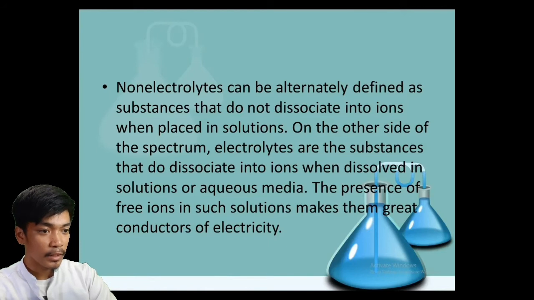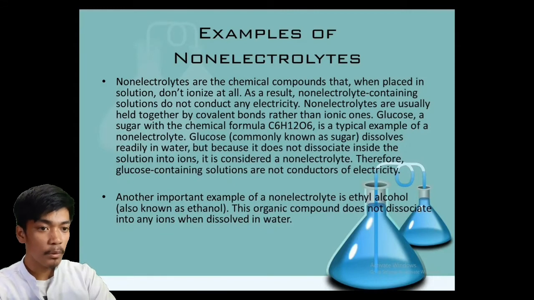Non-electrolytes can be alternately defined as substances that do not dissociate into ions when placed in solutions. On the other side of the spectrum, electrolytes are the substances that do dissociate into ions when dissolved in solution or aqueous media. The presence of free ions in such solutions makes them great conductors of electricity. Examples of non-electrolytes are the chemical compounds that when placed in solution don't ionize at all. As a result, a non-electrolyte solution does not conduct any electricity.